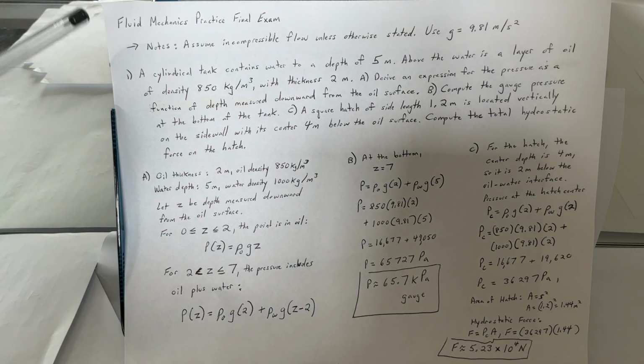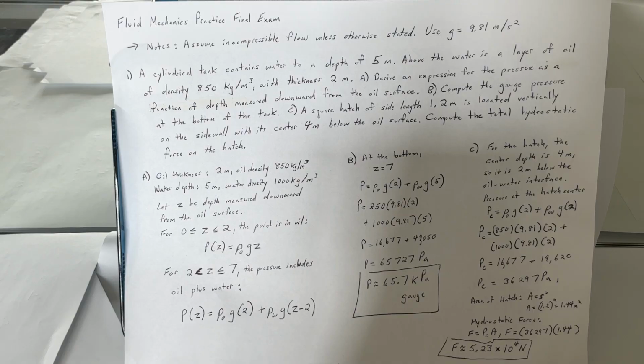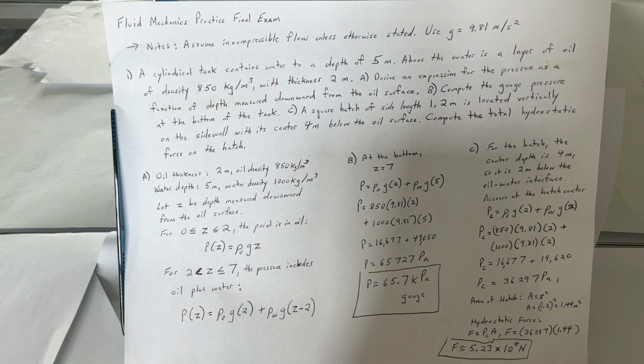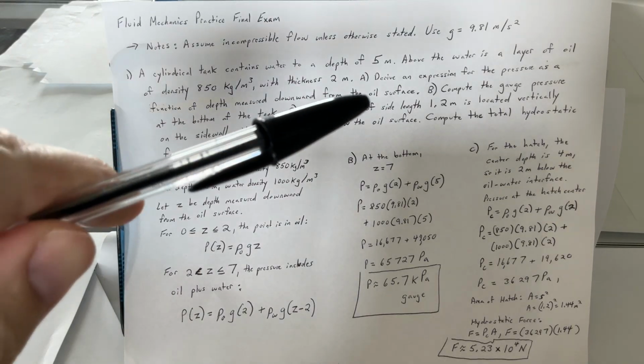Okay, so this is a fluid mechanics practice final exam, 11 problems, and for our notes, we're going to assume incompressible flow unless otherwise stated and use g equals 9.81 meters per second squared. Okay, so number one, a cylindrical tank contains water to a depth of 5 meters. Above the water is a layer of oil of density 850 kilograms per cubic meter with thickness 2 meters. Part A: derive an expression for the pressure as a function of depth measured downward from the oil surface.